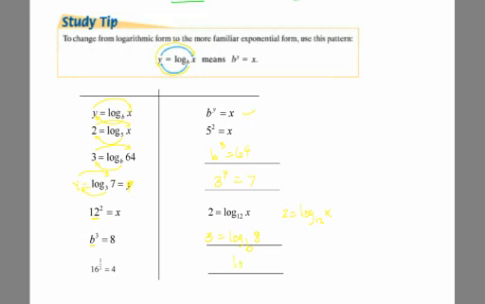Let's do one more. In this case, my base is 16, so my 16 is my base. And notice when you write the base on a logarithm, it's dropped below the word log. So I have log base 16 of what? The exponent's going to stand alone, and the 4 is going to be with the 16.